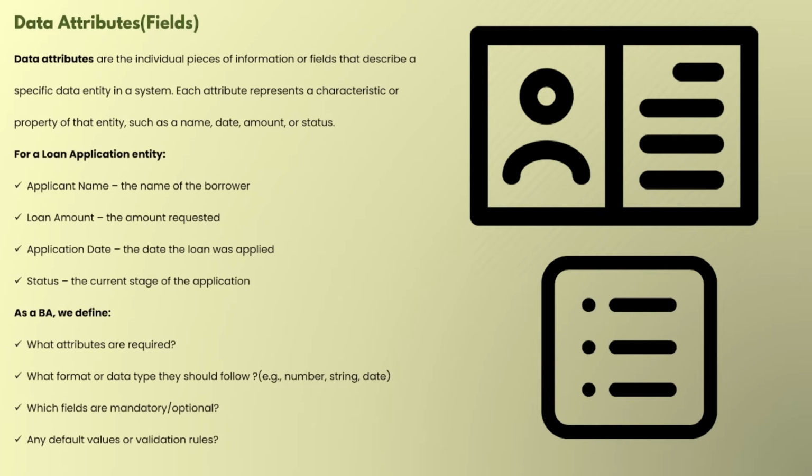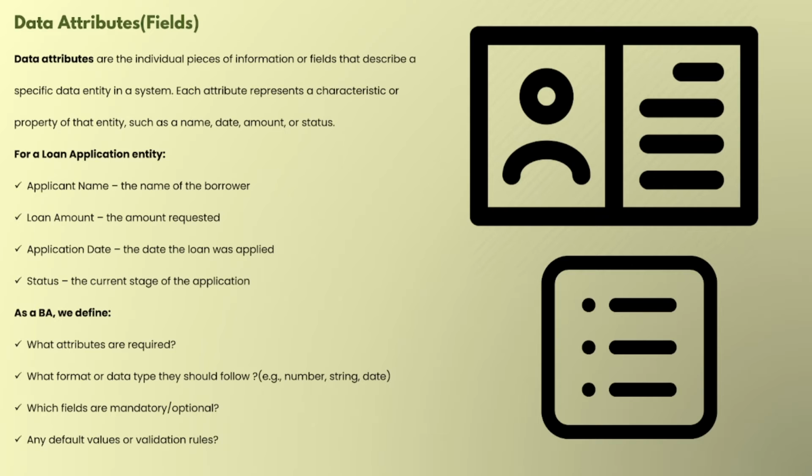Then what format or data type they should follow. Here we decide the type of data for each field, like name is text, loan amount should be a number, and date should be in a date format. We have already seen what a date format is. This helps the system understand what kind of input is expected.